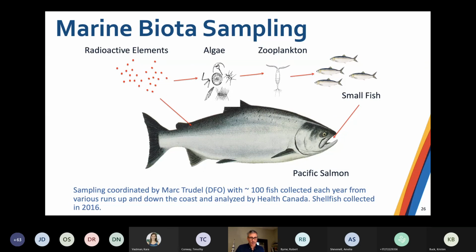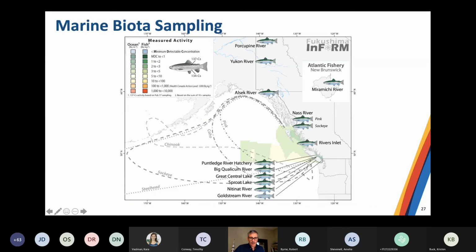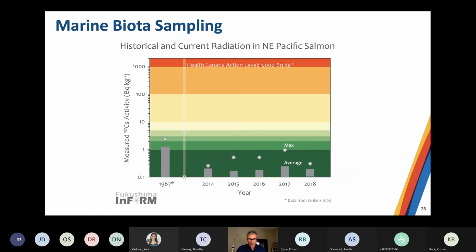Over the course of the entire project, let me show you what we found. We collected returning salmon from a number of rivers in southern British Columbia and northern British Columbia, as well as fish returning to the Porcupine and Yukon rivers in the north. We also collected salmon from the Miramichi River, Atlantic salmon, returning to New Brunswick sort of as a control to look at their levels as well. And this is just a summary of what we found, beginning in 2014 and heading towards 2018, comparing the levels of contamination in the fish tissue after Fukushima with what was measured in fish at the height of weapons testing in the mid-1960s.